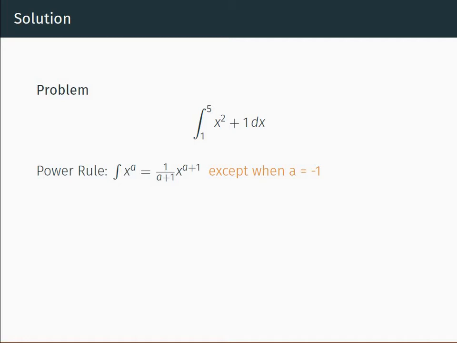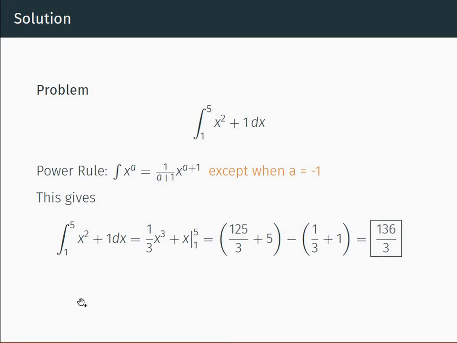And to see why that breaks down, we'll just take a look at what happens when you plug in a equals negative 1. Notice that we have negative 1 plus 1, that's 0. So you would be dividing by 0, which is not defined. So any other value, we can plug this in and we're fine, but we can't evaluate this for a equals negative 1. And we'll talk about what to do if you do end up having to integrate x to the negative 1. So let's continue.